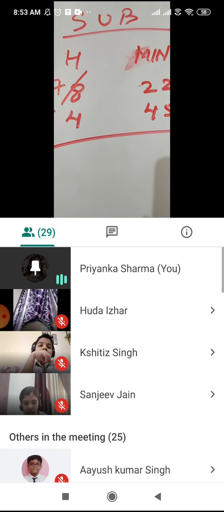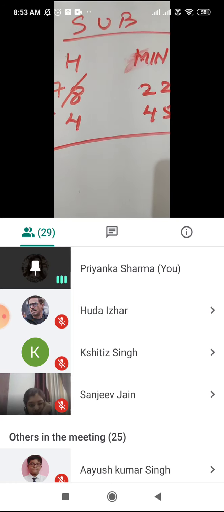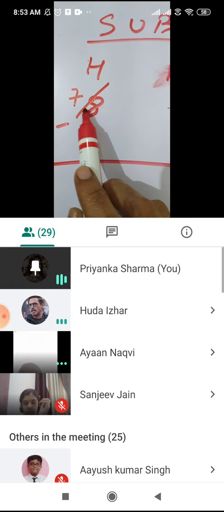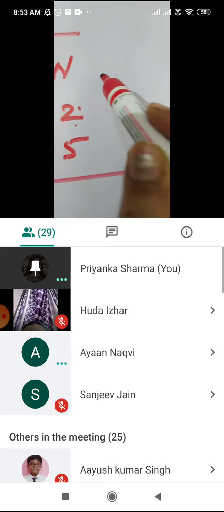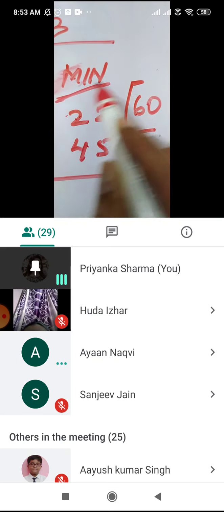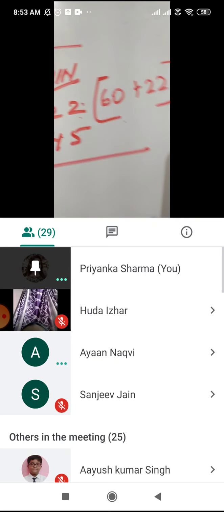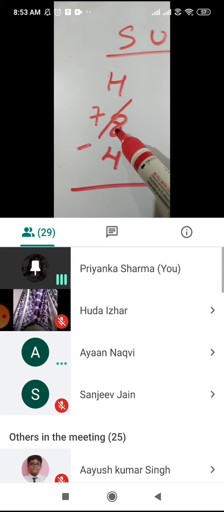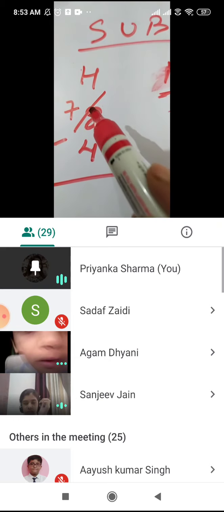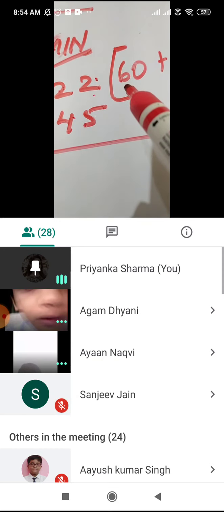This will become 7, and we are not just taking 1. We are taking 1 means we are taking 60 minutes. Remember this. So from here we have taken 60 minutes this side. So in the bracket we will write 60 because we have taken 60 minutes and we are solving the minute column. So 60 plus 22. 22 is already there. We have taken 1 hour. 1 hour means how many minutes have we taken? 60 minutes.